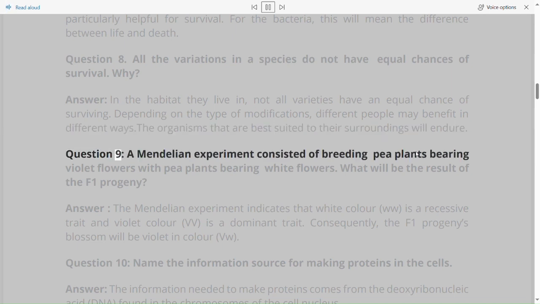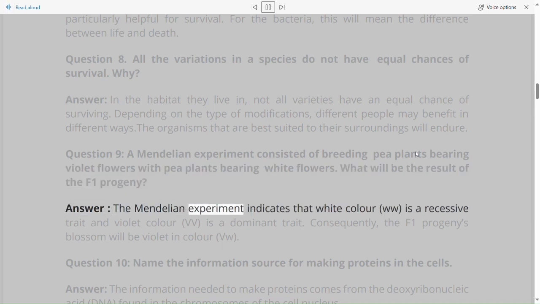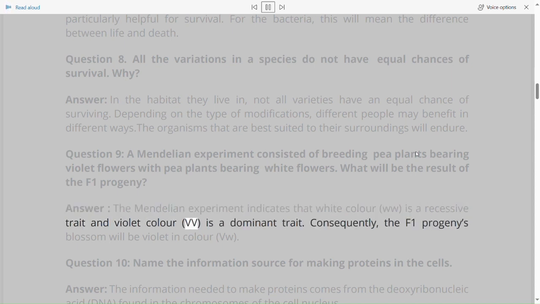Question 9. A Mendelian experiment consisted of breeding pea plants bearing violet flowers with pea plants bearing white flowers. What will be the result of the F1 progeny? Answer: The Mendelian experiment indicates that white color, WW, is a recessive trait and violet color, VV, is a dominant trait. Consequently, the F1 progeny's blossom will be violet in color, VW.